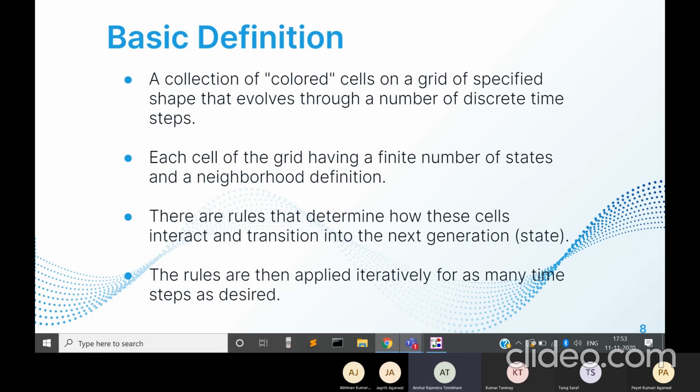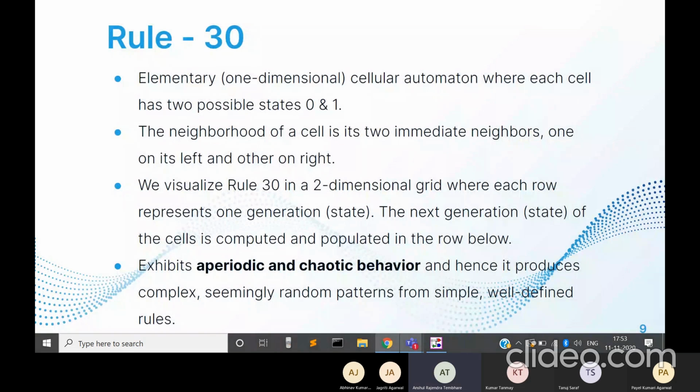The rules are then applied iteratively for as many time steps as desired. Looking into the next slide, we have rule 30. So this is the basic rule that is being used to implement this key generation part. It is an elementary cellular automaton where each cell has two possible states, that is 0 and 1. And the neighborhood of a cell is its two immediate neighbors, one on the left and one on the right. Hence, we have three inputs here.